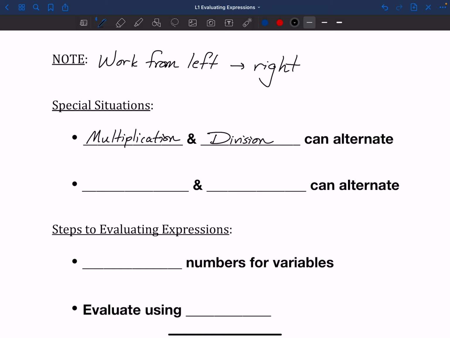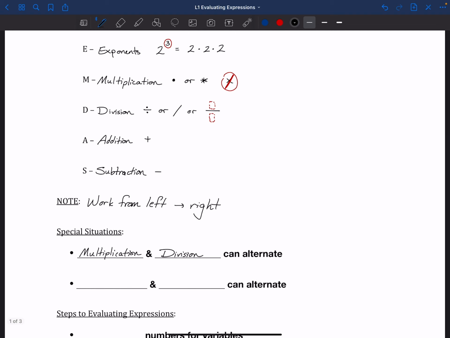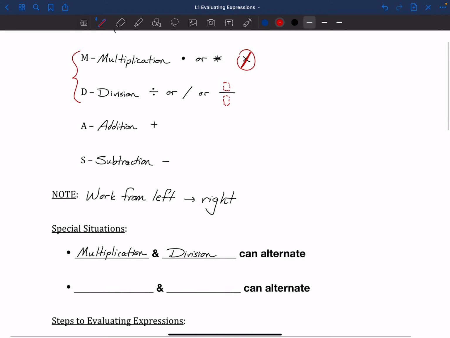Right, and when I say alternate, that just means that they can come before each other in our process. So, if I had a problem with multiplication and division in it, and the division comes first, reading it from left to right, if we run into the division first, we can do that first and then do the multiplication afterwards. That is an okay thing. So you can think of multiplication and division as just one big step together.